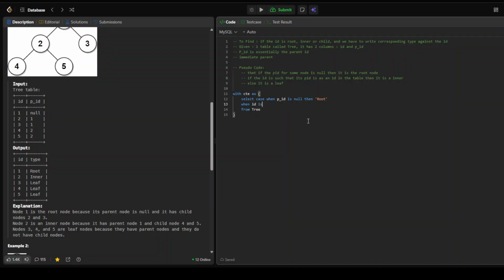When ID is in select PID from tree, then inner, else leaf, as type, followed by ID. And now I can go ahead and remove the CTE. I don't really need it.